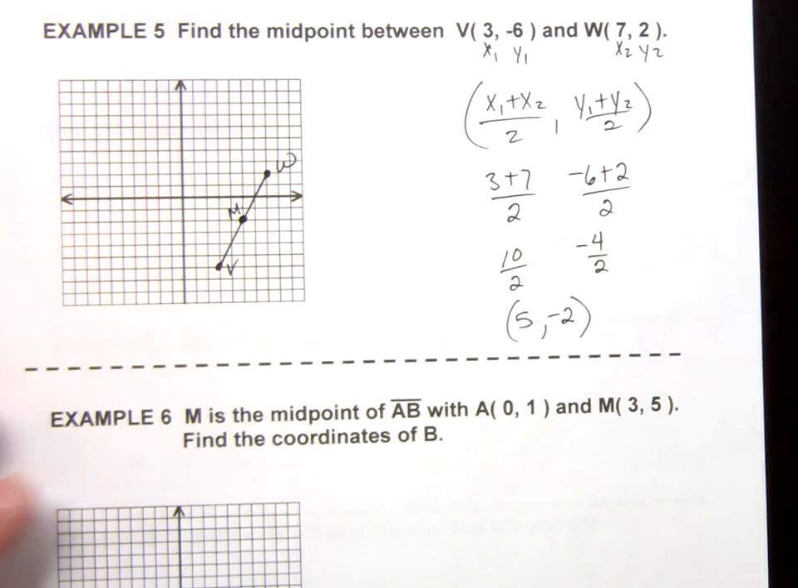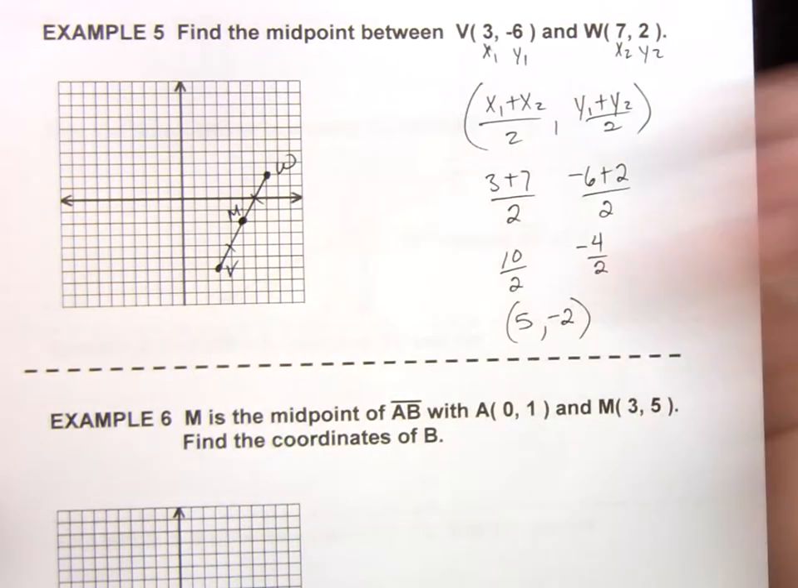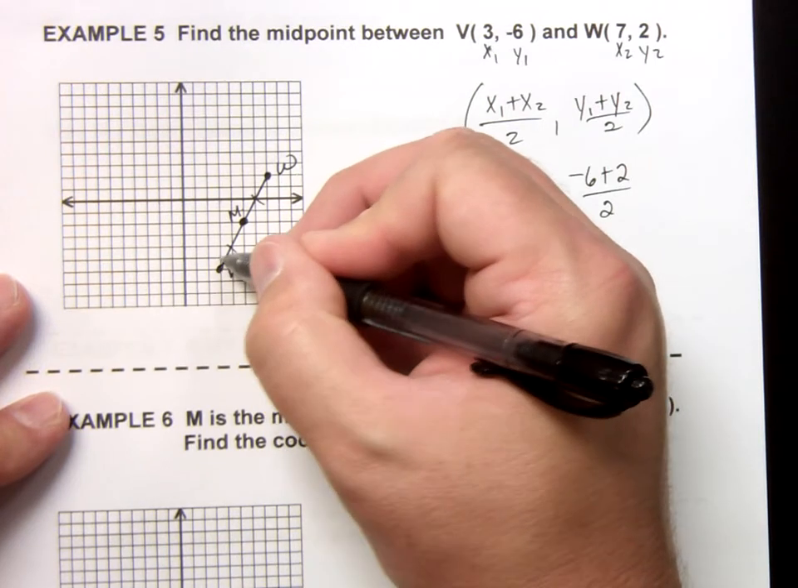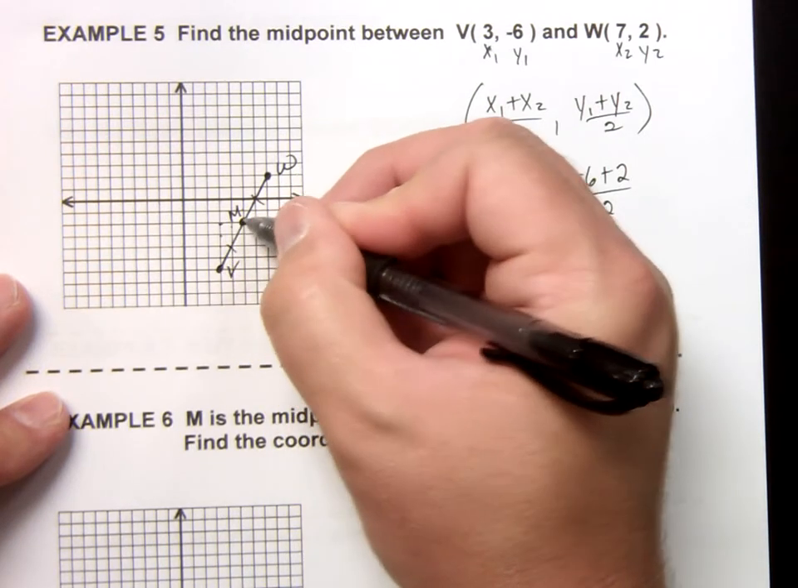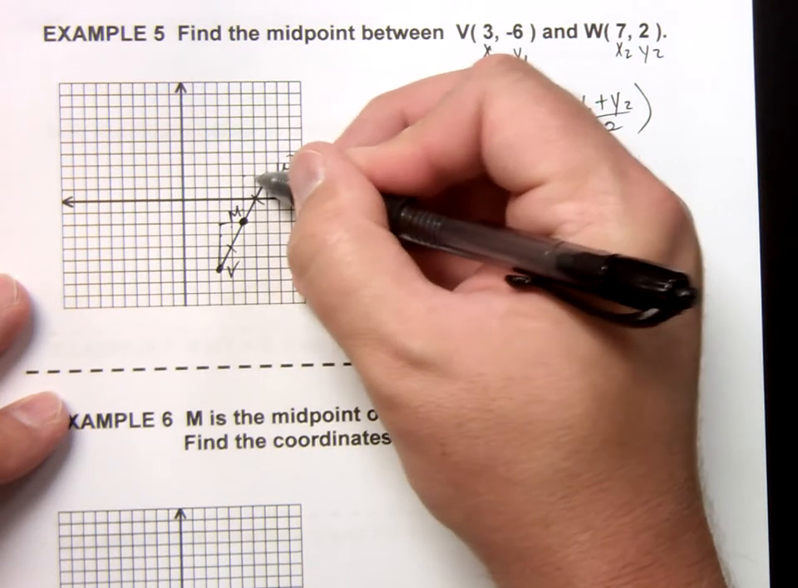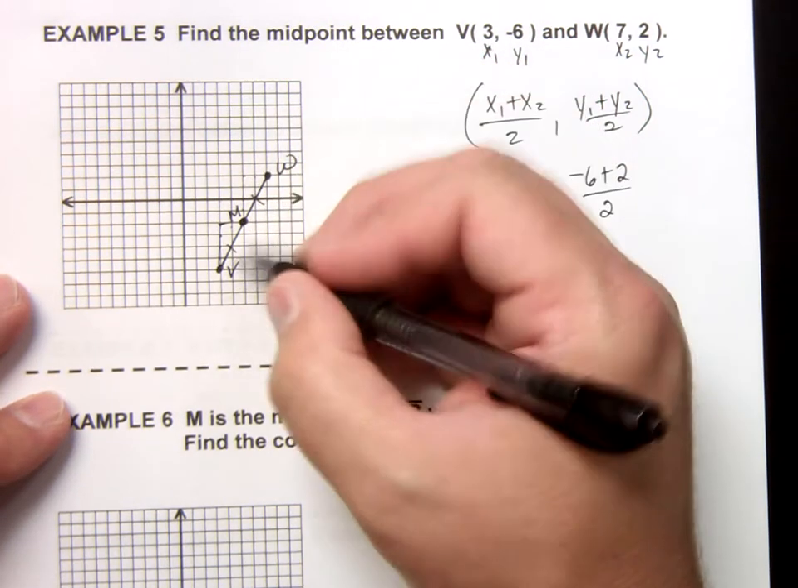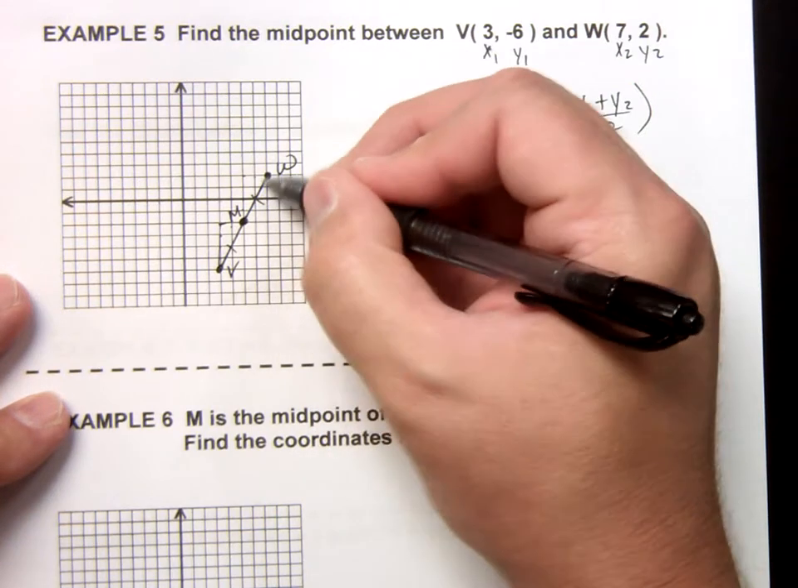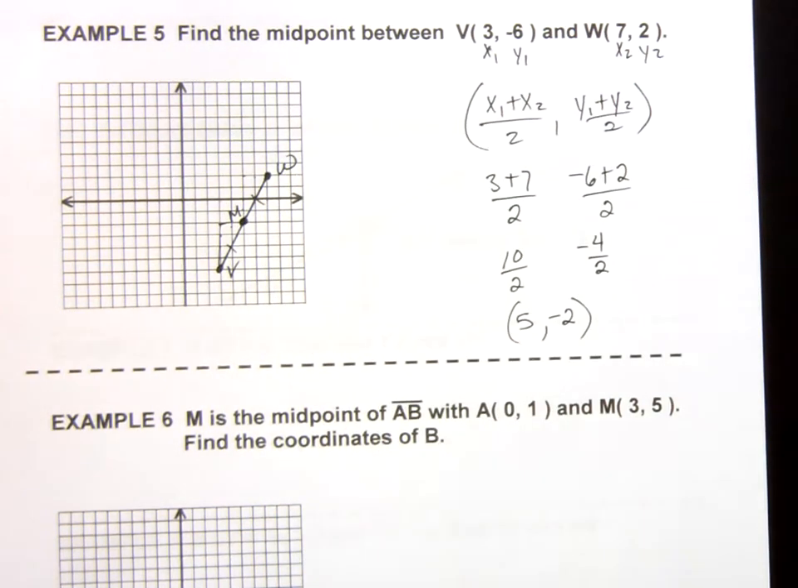And if you want to check to see that it's the same distance here and here, let's just count from V to M. 1, 2, 3, 4, 1, 2. Up 4, over 2. Same distance from here to here as it is from here to here. They are equidistant, meaning this is the midpoint.